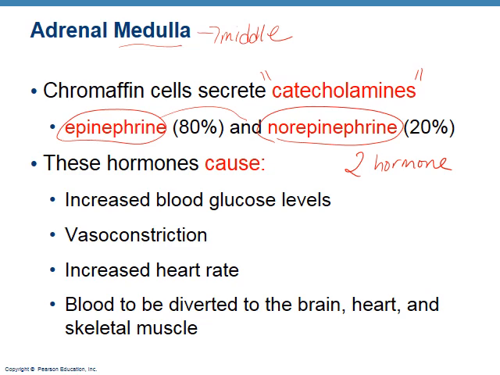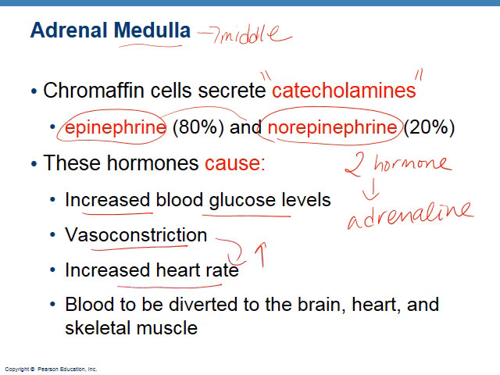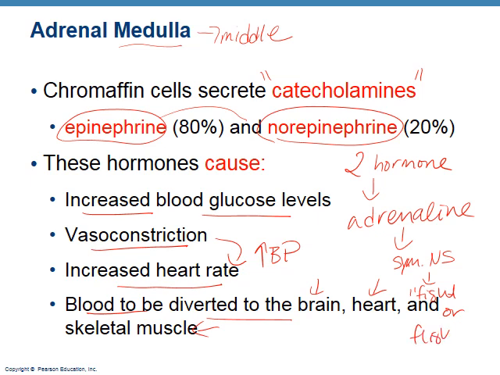So sometimes people think of these two hormones as acting like adrenaline. They'll increase your blood glucose. They'll cause vasoconstriction, which will cause increased heart rate and increased blood pressure. Blood is going to be diverted to the important players, right? The brain, the heart, and the skeletal muscle. Remember, adrenaline, when you have your sympathetic nervous system, this is your fight or flight mode. And we learned that back in chapter 14 of 201.